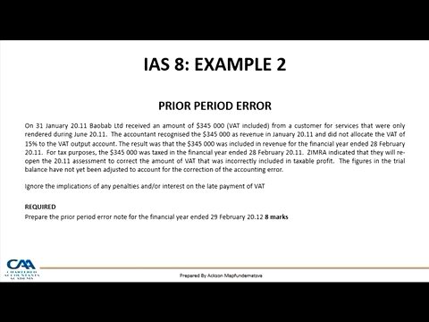Now we deal with an example. On 31 January 2011, Baobab Limited received an amount of $345,000, VAT included, from a customer for services that were only rendered during June 2011. The accountant recognized the $345,000 as revenue in January 2011 and did not allocate the VAT of 15% to the VAT output account. The result was that the $345,000 was included in revenue for the financial year ended 28 February 2011.